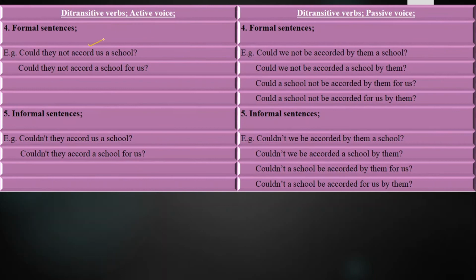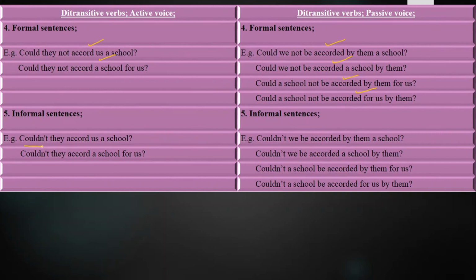Could they not occur us a school, could they not occur a school for us, could we not be occurred by them a school, could we not be occurred a school by them, could a school not be occurred by them for us, could a school not be occurred for us by them. Last we have got the informal sentences. Those sentences in which we ask questions, deny the statement, and we ask them in an informal way.